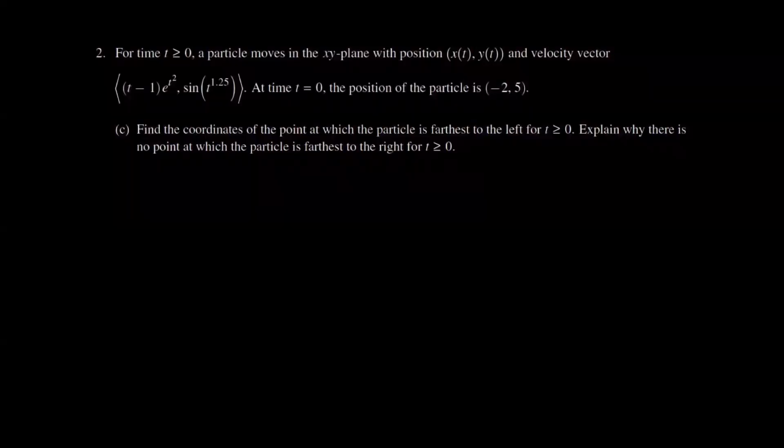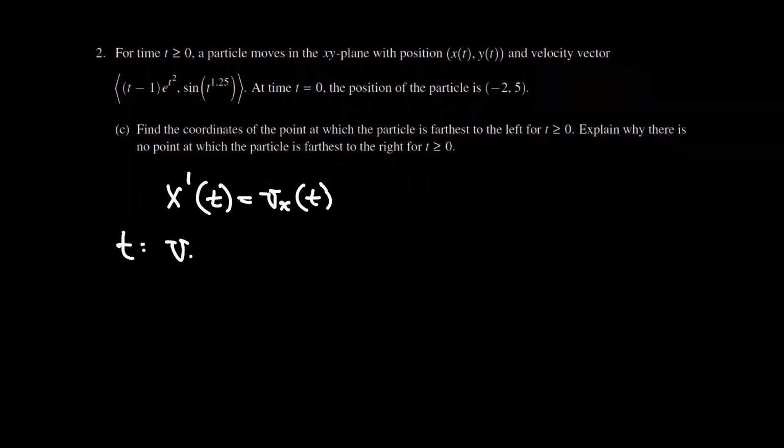In this question, we need to find the coordinates of the point at which the particle is farthest to the left for time greater than or equal to 0, and explain why there is no point at which the particle is farthest to the right for time greater than or equal to 0. And so first, let's recall that x prime of t is equal to the velocity at time t. And so to find the local minimum or local maximum of x, we need to set the derivative equal to 0. So look at all such t where v of t is equal to 0.